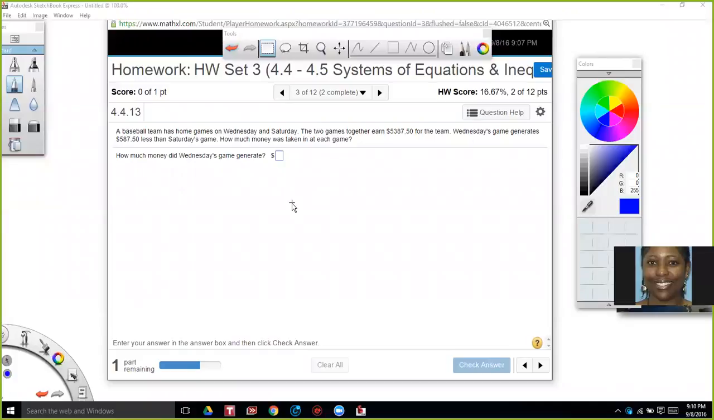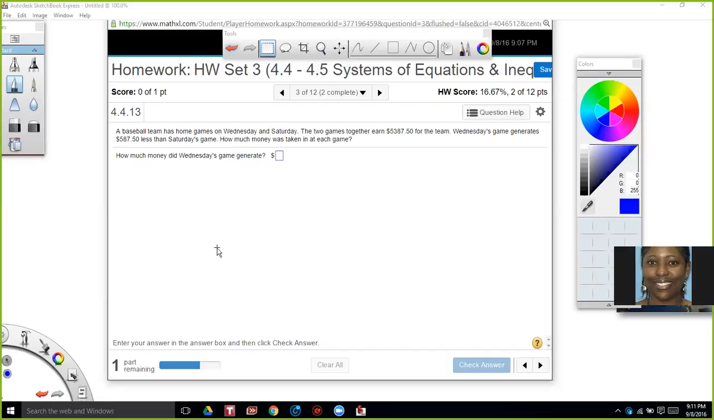Okay, let's look at solving systems of equations. I'm going to look at a word problem. The problem states a baseball team has home games on Wednesday and Saturday. The two games together earn $5,387.50 for the team. The Wednesday game generates $587.50 less than Saturday's game. How much money was taken at each game?